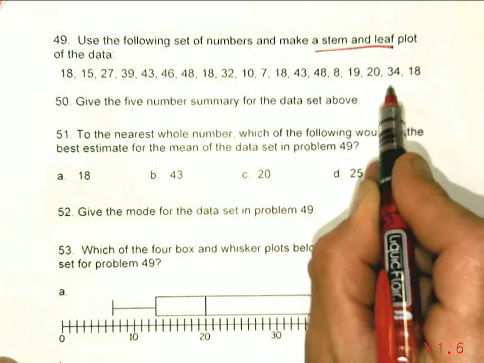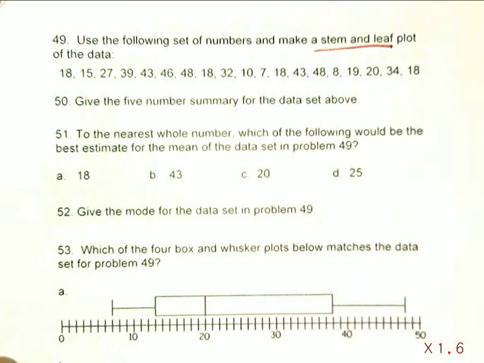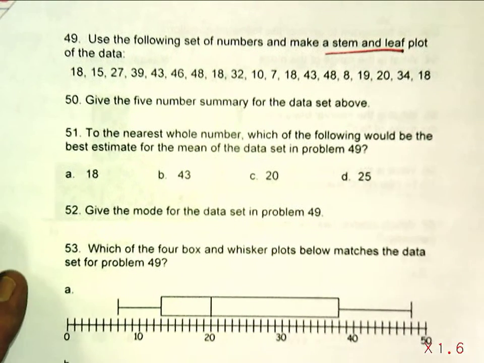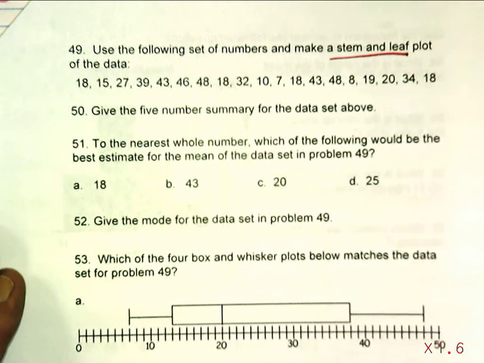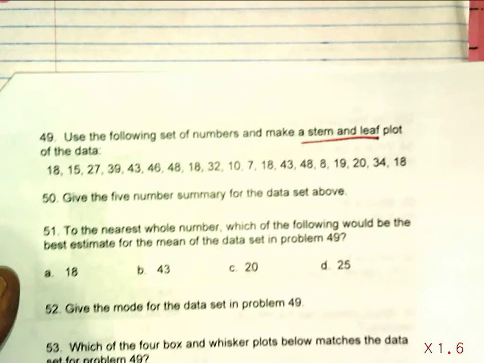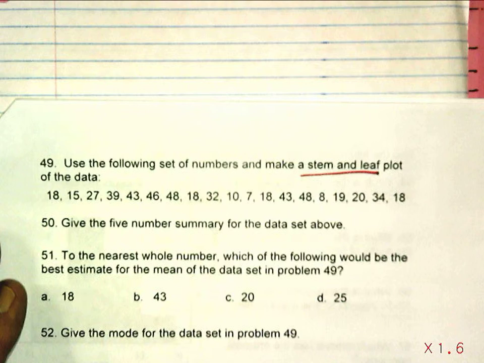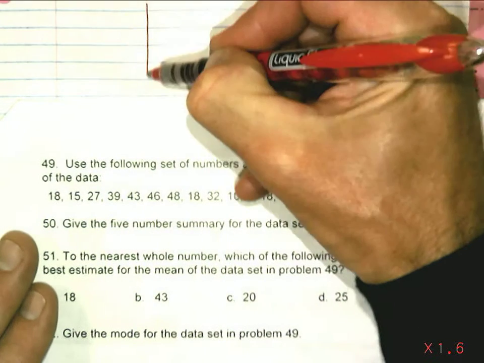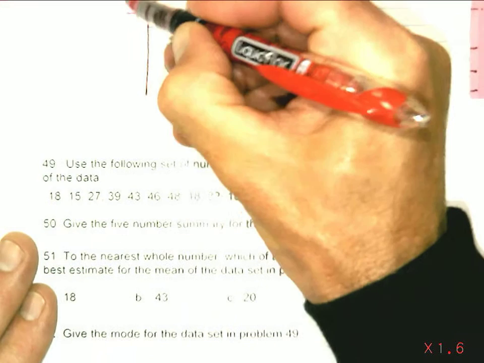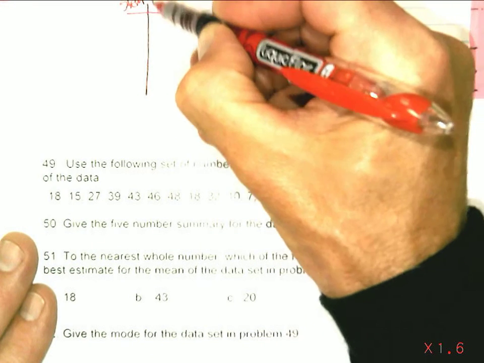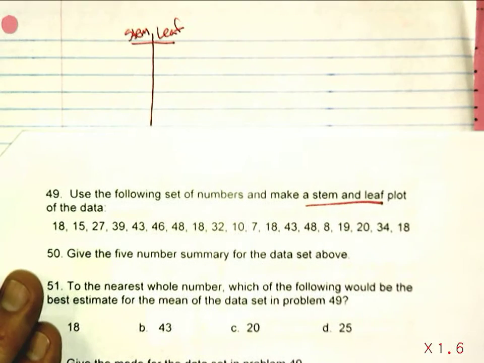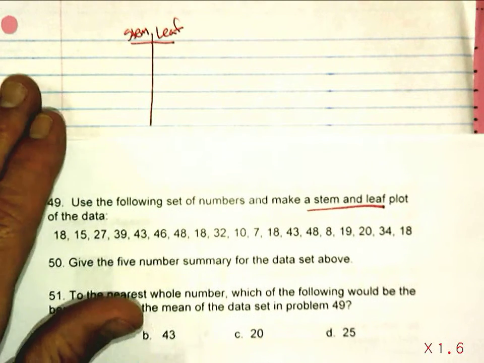So we have all these numbers, and a stem and leaf plot is just a way to organize them so that we can find statistical information about them. I'm going to move this sheet down a little bit so that I can make my stem and leaf plot here for this problem. In a stem and leaf, stems are the tens digits and the leaves are the ones digit. It's just a way to break them down.